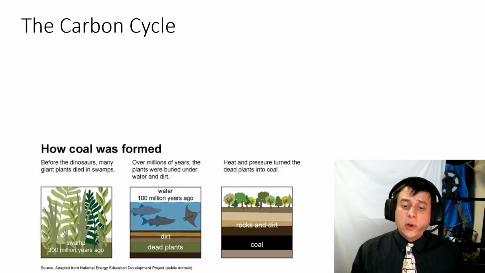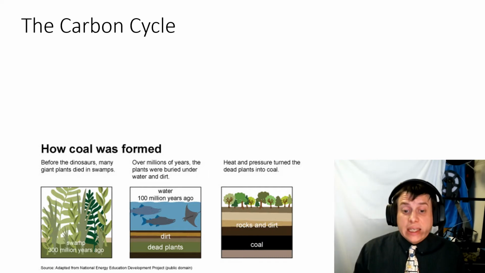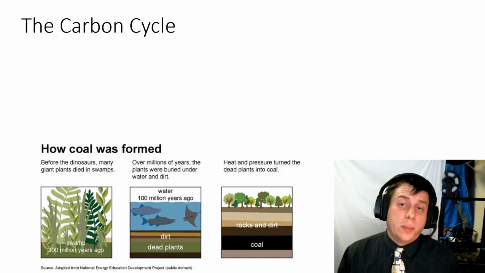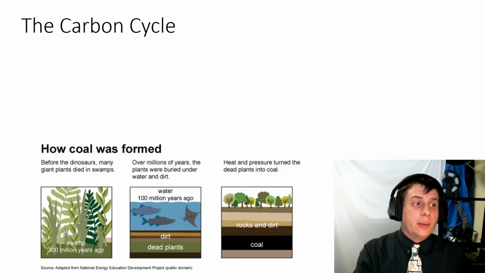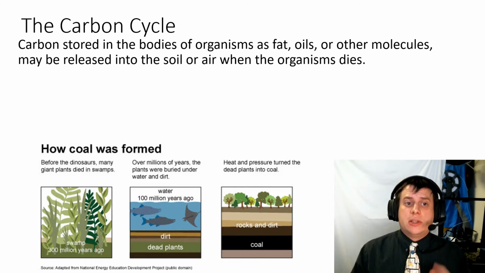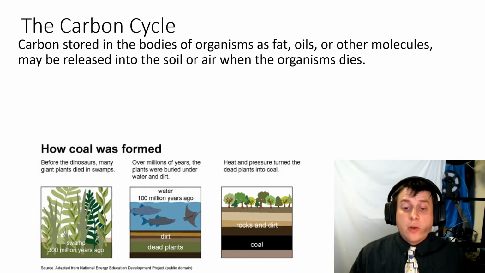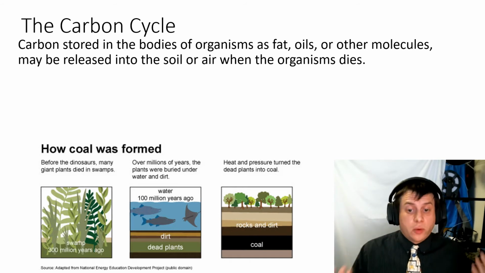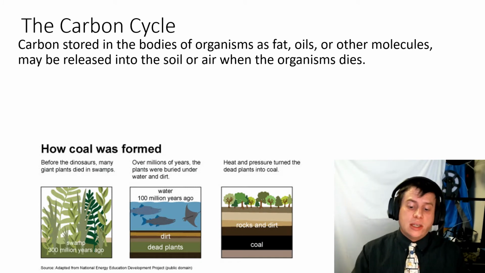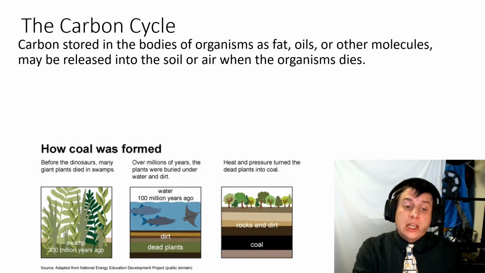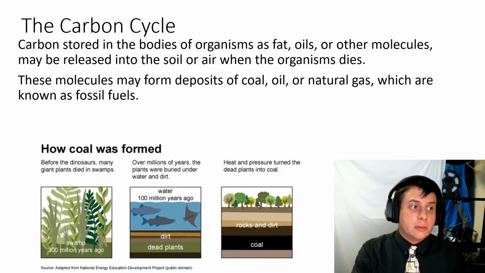So when organisms die, or they're eaten, their bodies and the carbon in their bodies can be released back into the environment and can be reused and recycled. So the carbon stored in the bodies of organisms as fats and oils and proteins and other molecules can be released into the soil or into the air as that organism is broken down, or if it's scavenged by another organism, like vultures and stuff like that. It'll continue to cycle through the ecosystem. It'll continue to be used now that it's been taken out of the atmosphere.